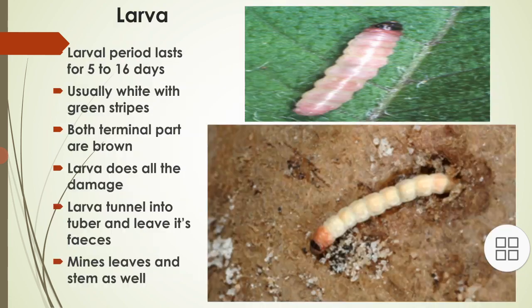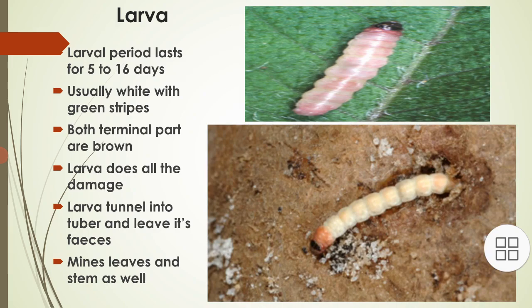Larva. Larval period lasts for 5 to 16 days, usually white with green stripes. Both terminal parts are brown. Larva does all the damage because it is a feeding stage.